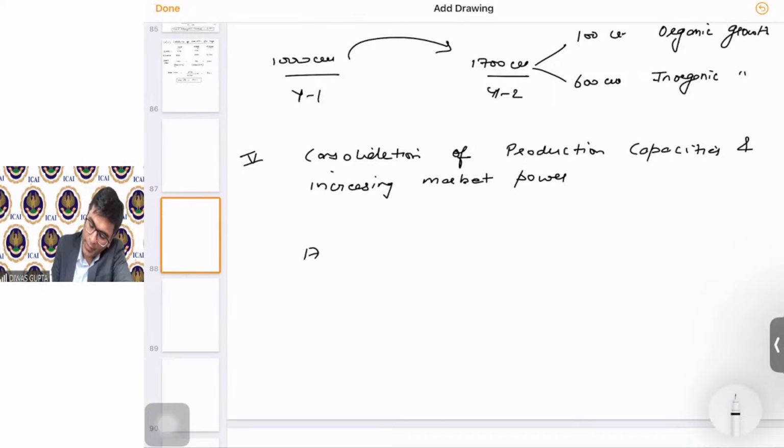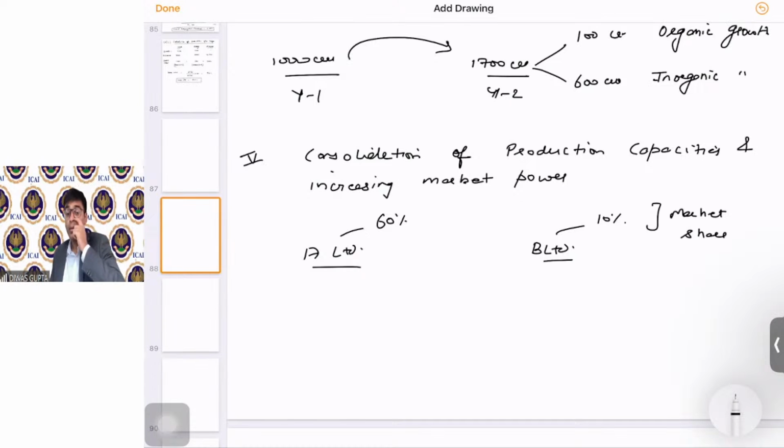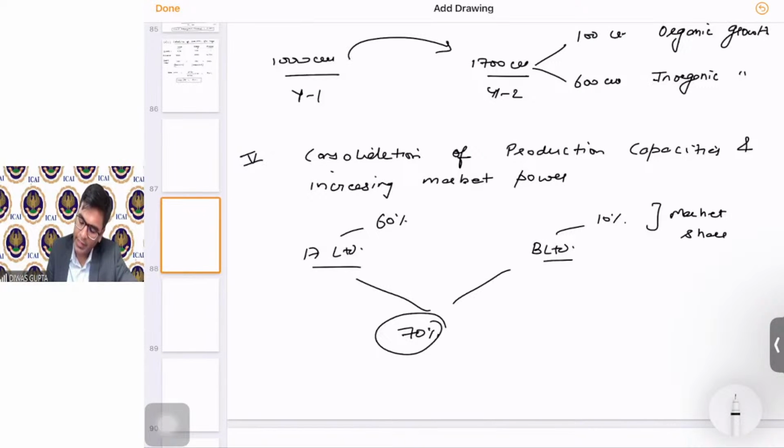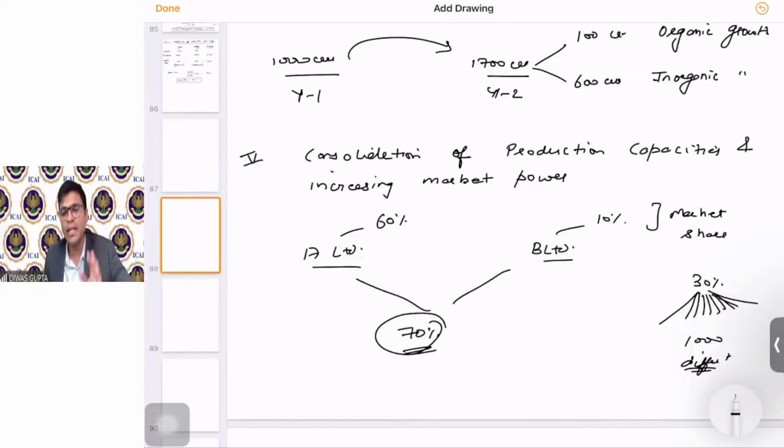Now, again, let's assume there are two companies, A Limited and B Limited. So, A Limited is having a market share of 60% and B Limited is having a market share of 10%. Okay. So, they have a market share of 60% and 10%. Now, what happens? Both A Limited and B Limited get merged. The overall market share gets created as 70%. Okay. Balance 30% market share is held by, let's say, 1,000 different players. So the biggest individual market shares were with A Limited and B Limited only, which is 60 and 10. Rest 1,000 different players hold the 30%.